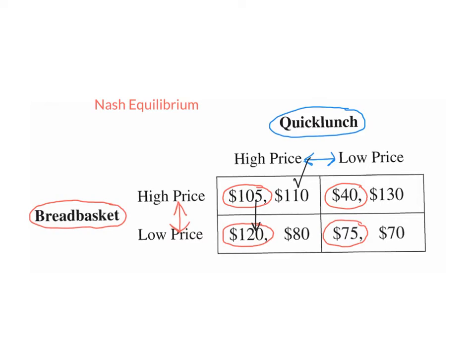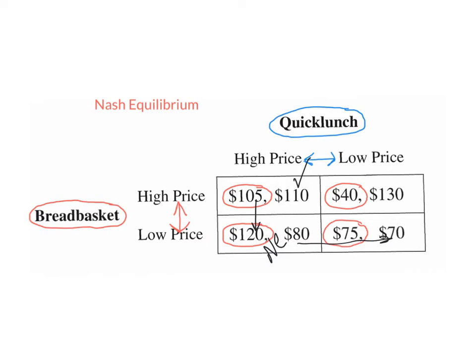Let's move down. Is Breadbasket stuck? Yes, they are, because 120 is greater than 105. They're not going to move. Secondly, we could then look at Quick Lunch. Is Quick Lunch stuck? Yes, they are, because 80 is greater than 70. So therefore, again, they are stuck. So when both firms are stuck, they are considered to be in Nash equilibrium. You can have more than one Nash equilibrium.